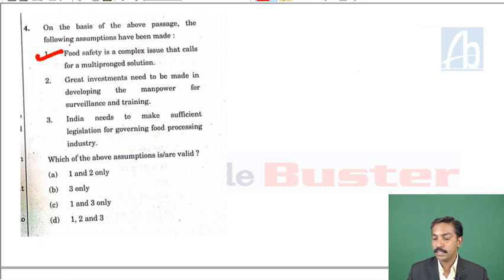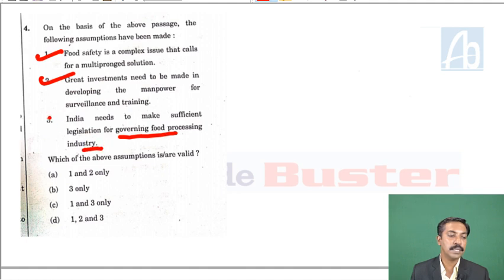There is a statement: surveillance of foodborne diseases involves a number of government agencies and entails a good training of inspection staff. So that's it, it's multi-pronged. Statement 2: great investments need to be made in developing the manpower for surveillance and training. Yes, of course, the same sentence carries reference. India needs to make sufficient legislation for governing food processing industry.